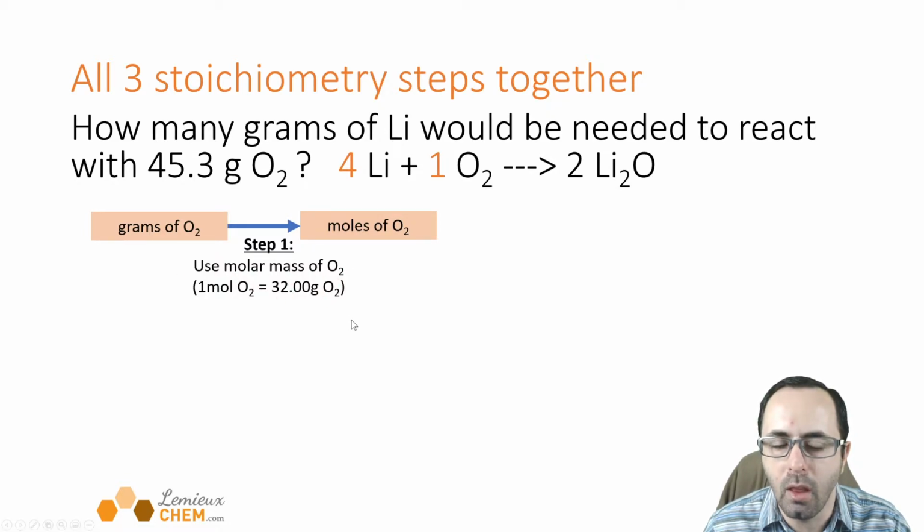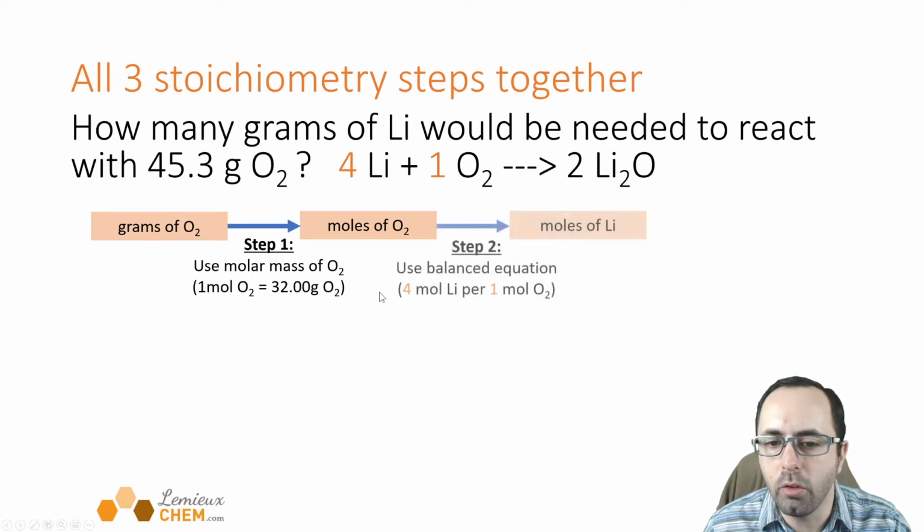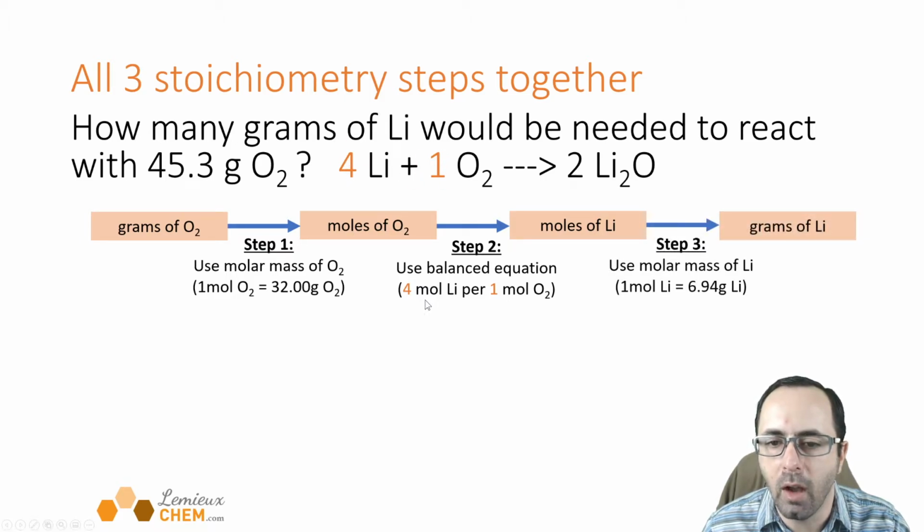That's what we used. Then we went from moles of O2 to moles of lithium. That was step 2. For step 2, we always use the balanced equation: 4 moles of lithium for 1 mole of oxygen. We get that from the balanced equation. Finally, step 3 was going from moles of lithium to grams. And remember, to go between moles and grams, we use the molar mass. We got this from the periodic table.